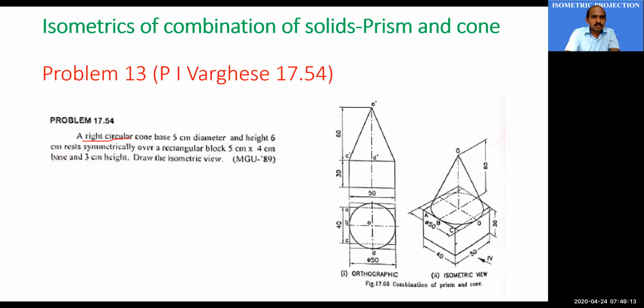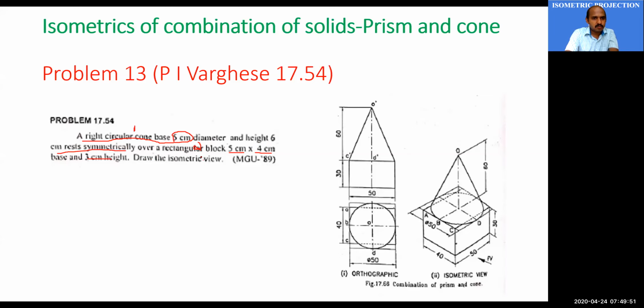A right circular cone, base 5 centimeter. The dimensions are given in centimeters, but when we are doing the problem, we mark the dimensions in mm. A cone is the first solid, a circular cone of base 5 centimeter diameter and height 6 centimeter, about 60 mm, resting on a rectangular block. That is your second solid, a rectangular block of 50 mm length, 40 mm breadth, and 30 mm height.